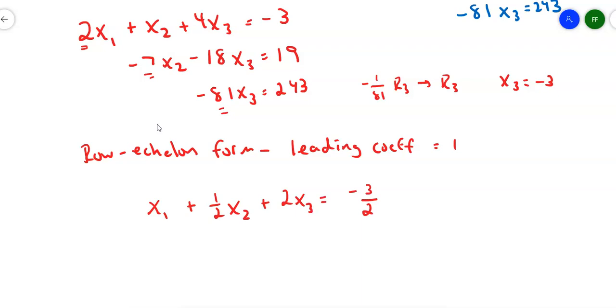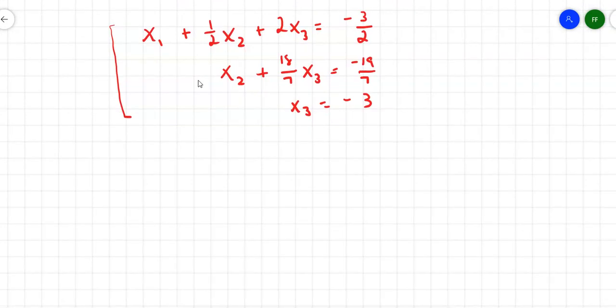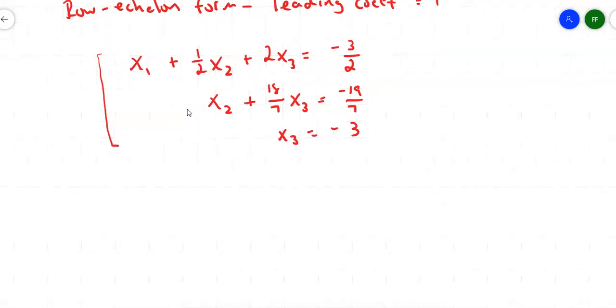The second row I divide through by negative 7, so it's going to look a little funny, but I'll get x sub 2 plus 18 over 7 x sub 3 equals negative 19 over 7. And so the third row simply gives me x sub 3 is negative 3. And there it is in row echelon form. It's in that stair-step pattern, and the leading coefficients are 1. Now, in a more practical sense, if you wanted to go back and back substitute with those coefficients that are integers, you could certainly do that, and nobody's going to yell.